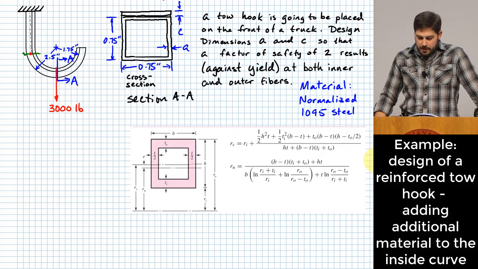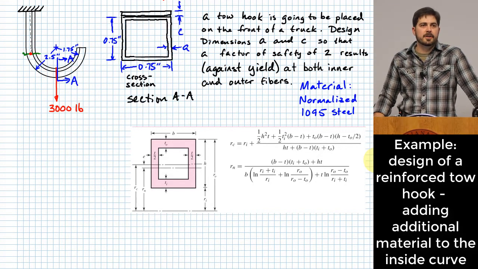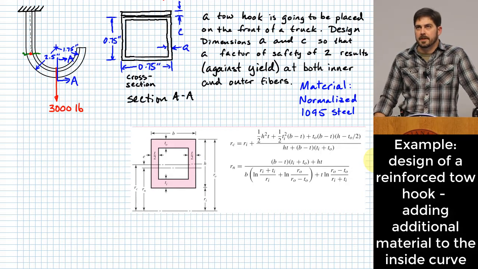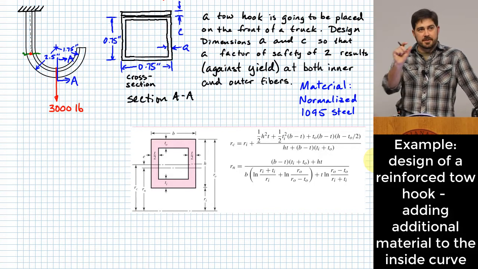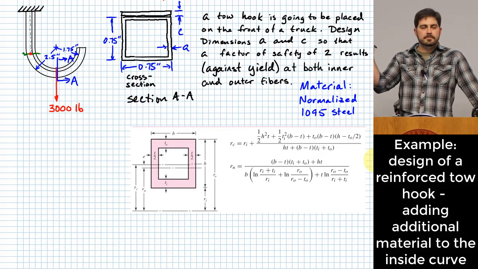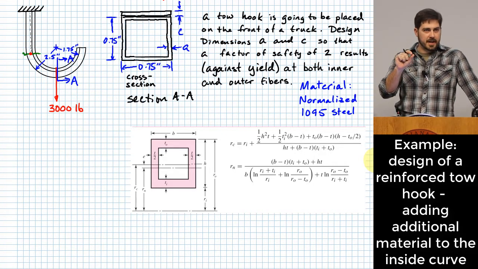And what we want to do is we have two parameters that we are going to try to control to achieve a particular outcome. That outcome that we're trying to achieve is a factor of safety of 2 against yield that occurs at both the inner and outer fibers of the beam. Okay, so this is kind of interesting because there's going to be a different amount of stress expected toward the inside than toward the outside, but we can affect that somewhat by changing the geometry of the cross section.